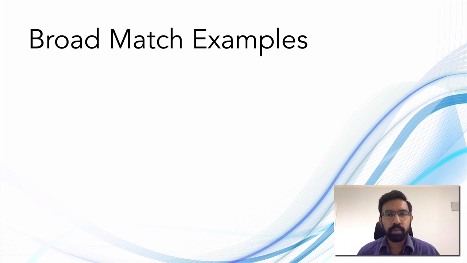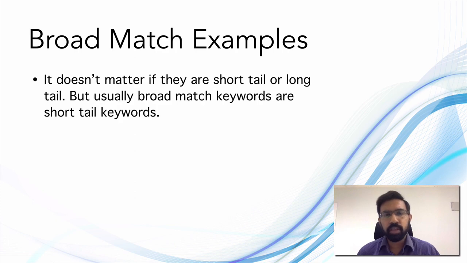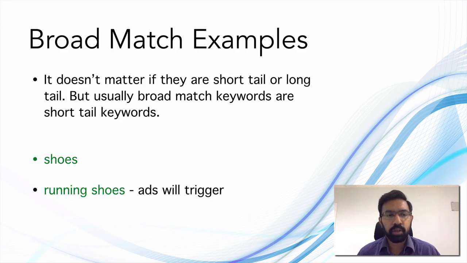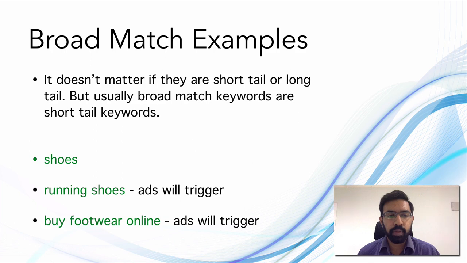We will look at broad match examples so that you get a clear understanding of what broad match is. In the last lesson, we talked about short tail and long tail keywords. It doesn't matter if broad match keywords are short tail or long tail, but usually broad match keywords are a little bit shorter tail keywords. Long tail keywords usually are included in the phrase match. Let's say this keyword shoes is a broad match keyword. When someone searches for running shoes, the ads will still trigger because Google understands that running shoes are also related to shoes, and that's how broad match works. For buy footwear online, the ads will also trigger because Google understands that footwear and shoes are the same thing.